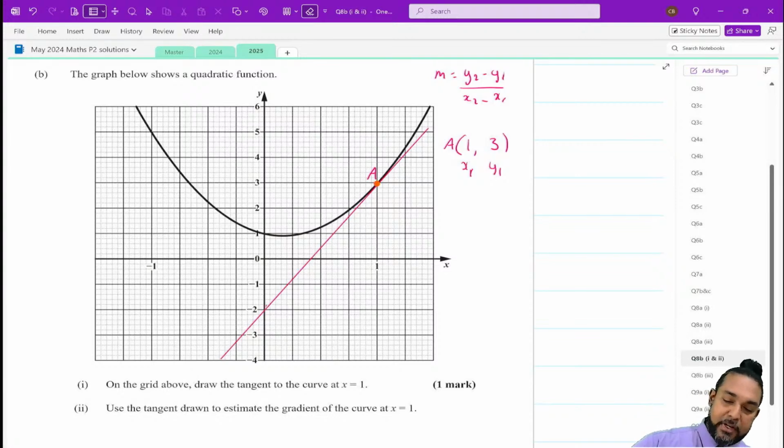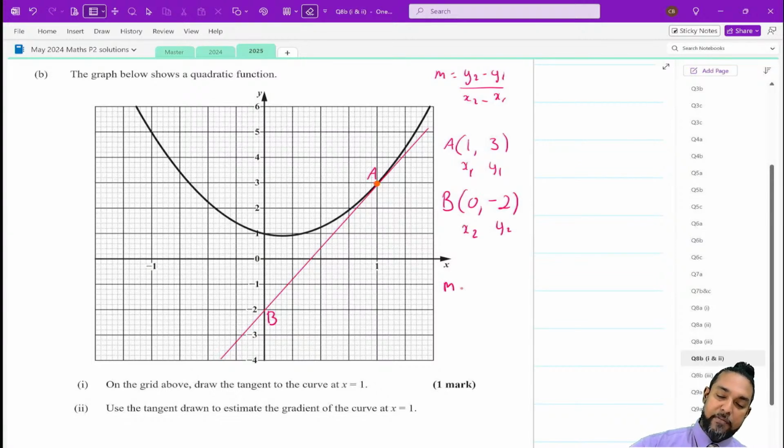Yeah, you can pick any other point. So let's pick this point. This point seems the closest to passing through an exact point. Let's call that point B, and it's on the y-axis. So we know on the y-axis, the x coordinate is always going to be 0. And that's -2. So we could let that be our x2 and y2 values.